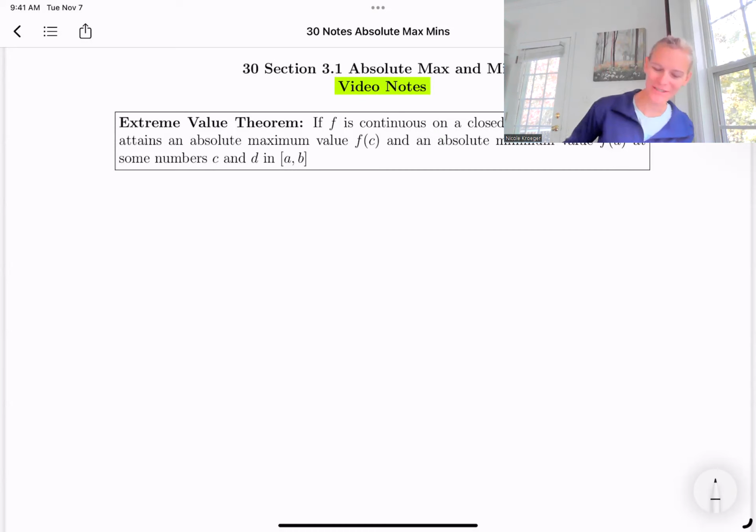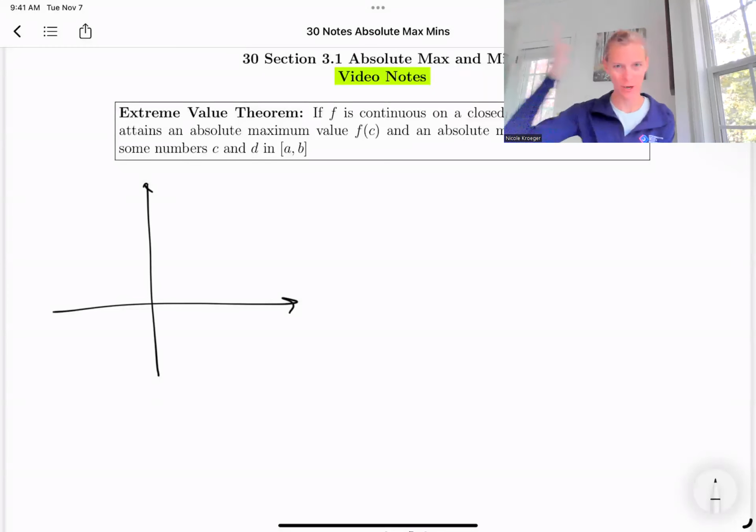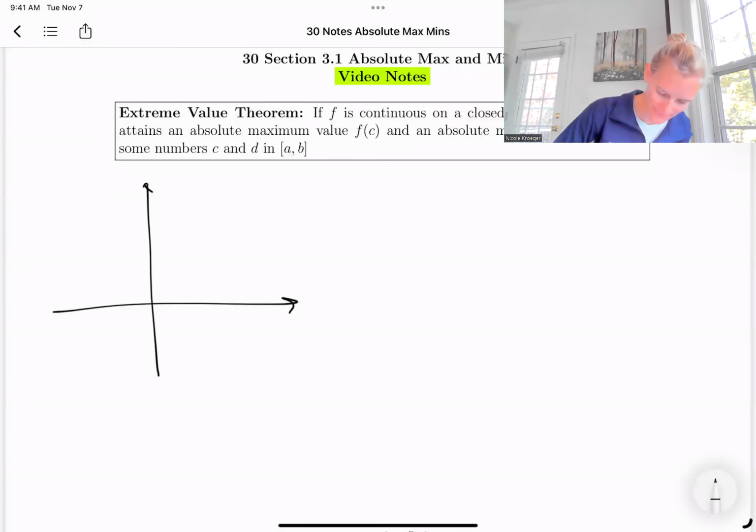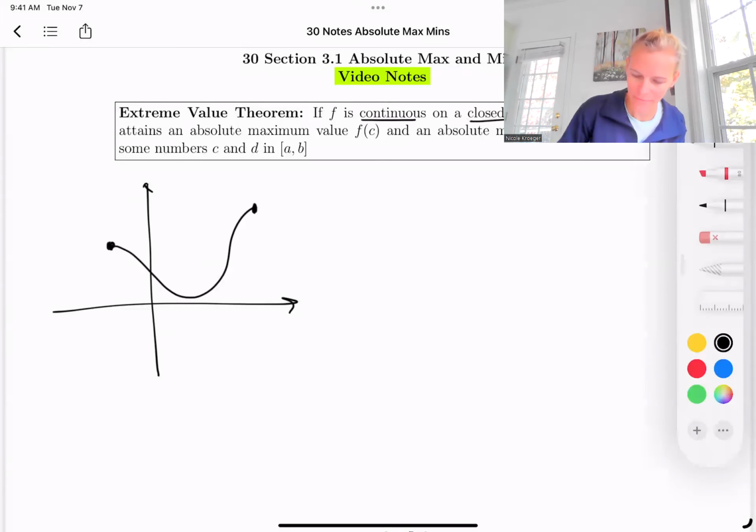So what we're going to do in this case is look at functions that don't continue forever, but stop at some places. So maybe a function like this. So the extreme value theorem that I have written here says that if I look at a continuous function on a closed interval, so there's two conditions that we're working with here. The function has to be continuous and we're working on a closed interval.